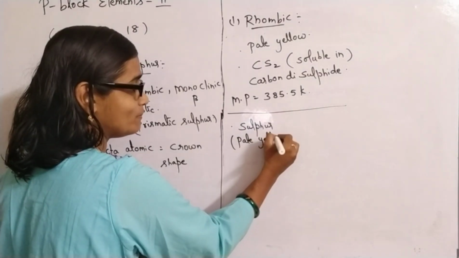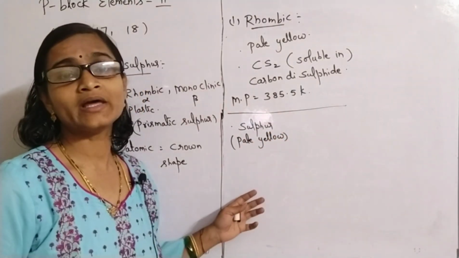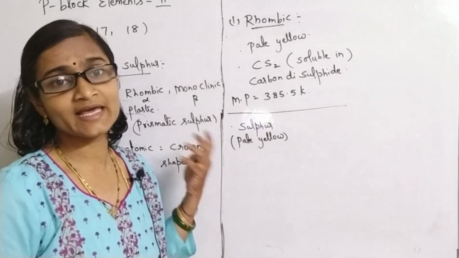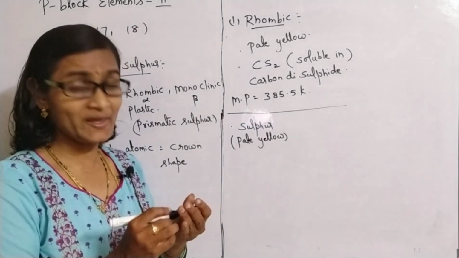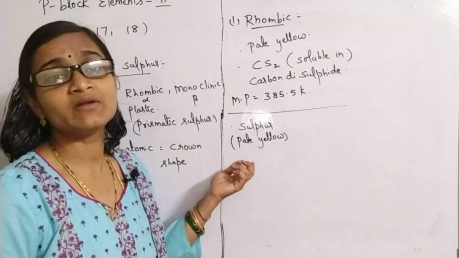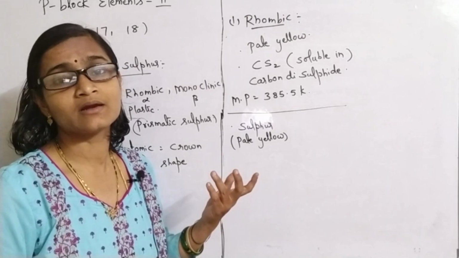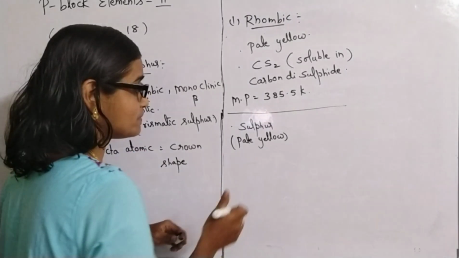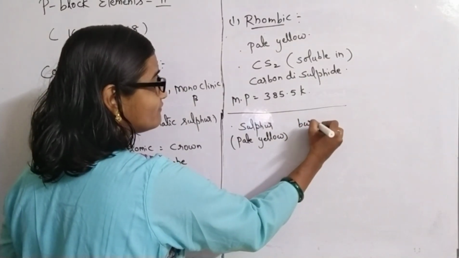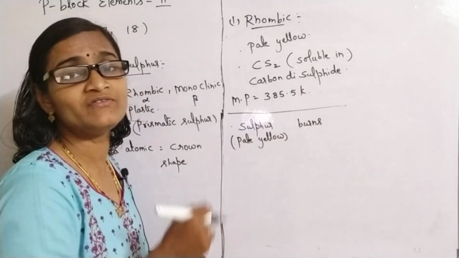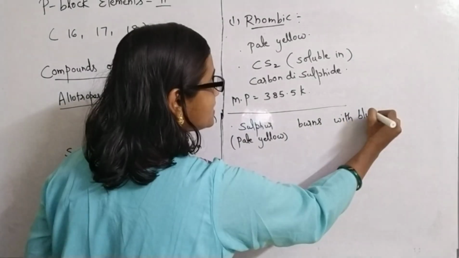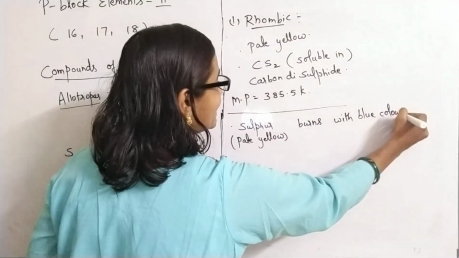It looks like Complan Kesar Badam. All of you know about Complan Kesar Badam. How does it look? A pale yellow colored powder, isn't it? Same like that, sulfur powder also looks pale yellow. Sulfur, pale yellow in color, burns with what? When you keep that sulfur on a flame, it burns with a blue colored flame.